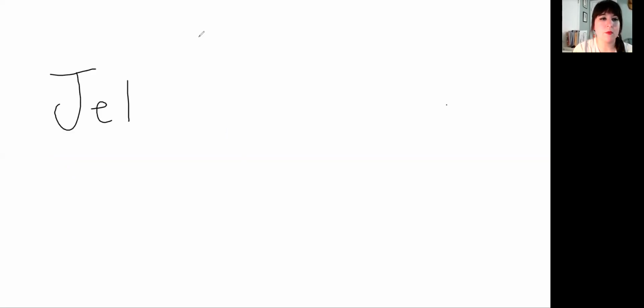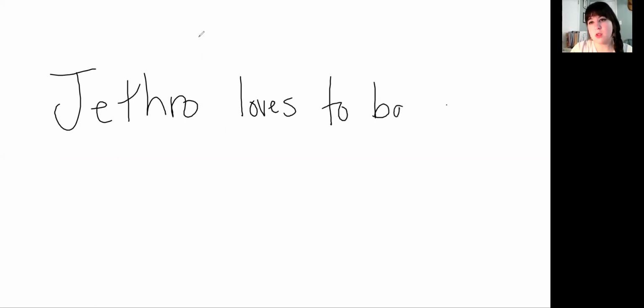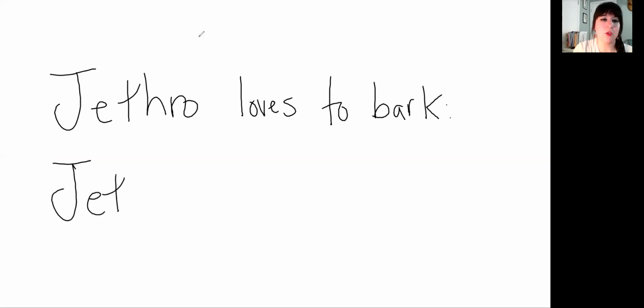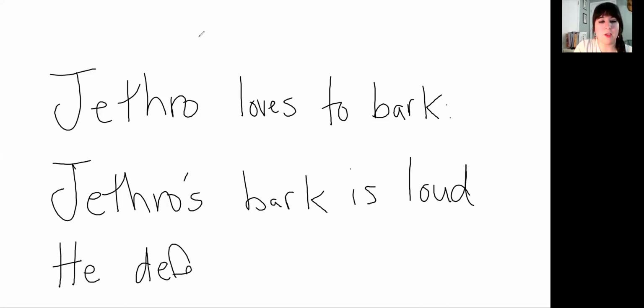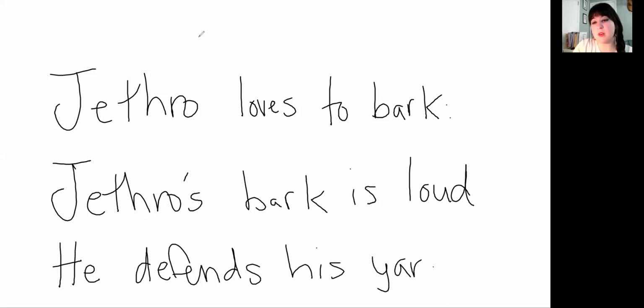Jethro loves to bark. Jethro's bark is loud. He defends his yard. Okay, sorry about all the crazy slants here. All right, so let's read these three sentences and let's identify some of the different parts of speech.